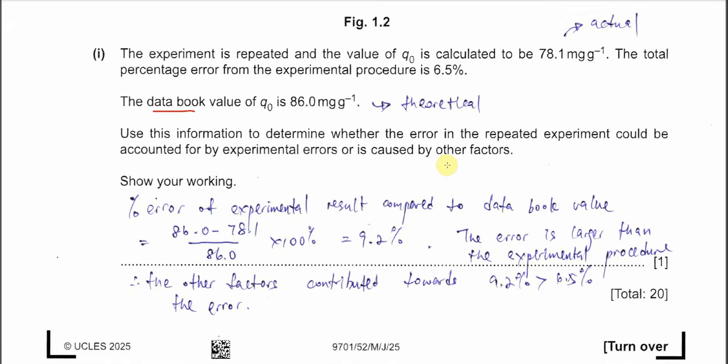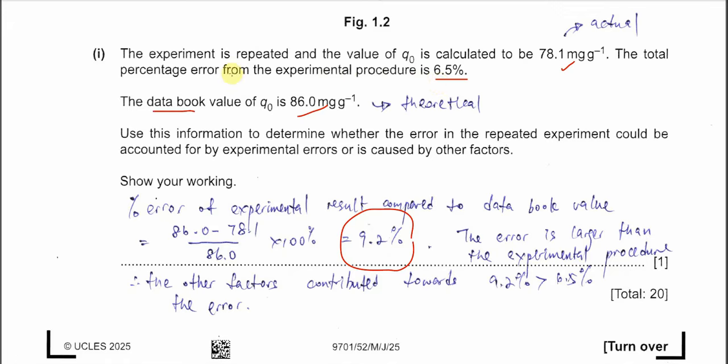This one you have to compare, because two values are given. One is theory, one is actual. So you have to compare the actual and the theory. The percentage error of the experiment result compared to the data book, meaning this one compared to this, we just use the theoretical minus the actual over the theoretical, times 100%. So you get 9.2%.